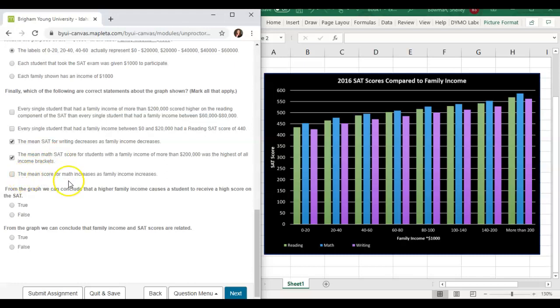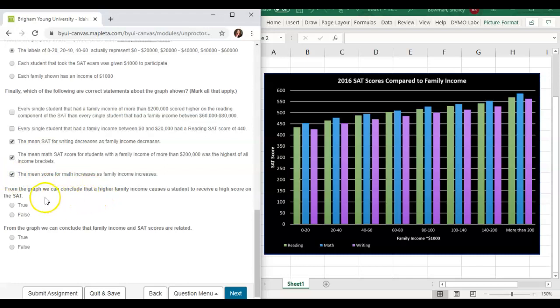The next, the mean score for math increases as family income increases. Okay, let's check out the math. Math, does it increase every single time? It does seem to increase every single time, so that one is also true.